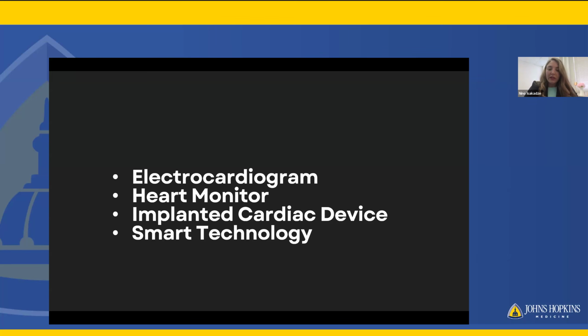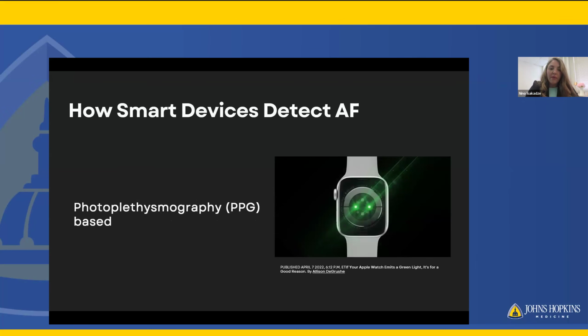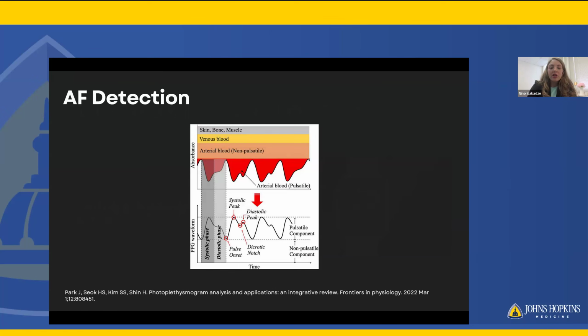And more recently, smart technology, such as smart devices that you may wear on your wrist, have sensors on the back of the small device that can record the electrocardiogram. The other way of detecting atrial fibrillation is photoplethysmography, which is not an electrocardiogram. Any wearable device like a watch emits light, and then measures the change in the pulse wave in the wrist as the blood is flowing.